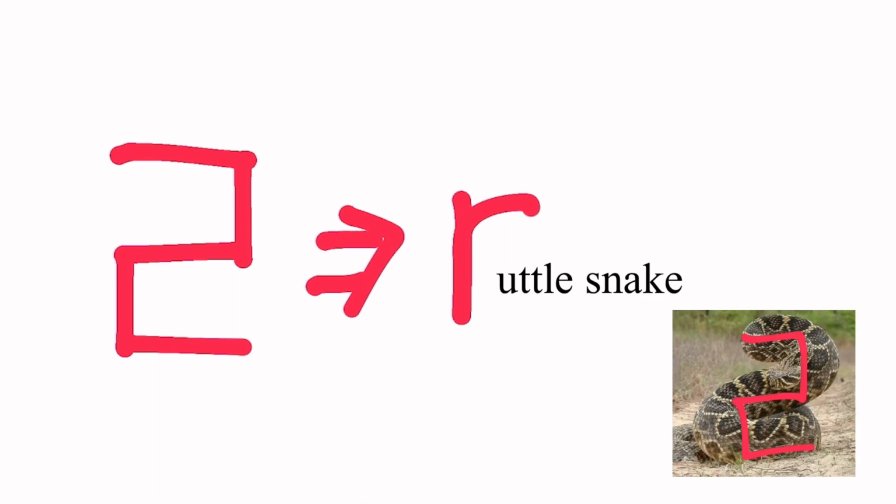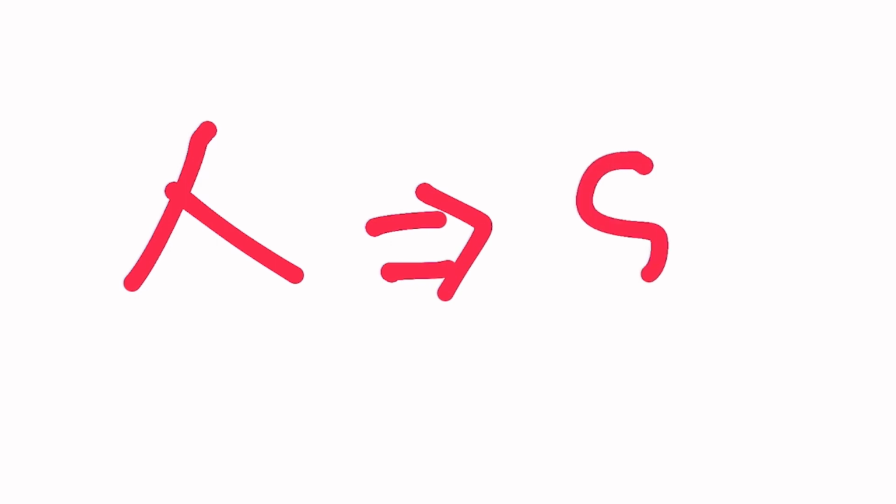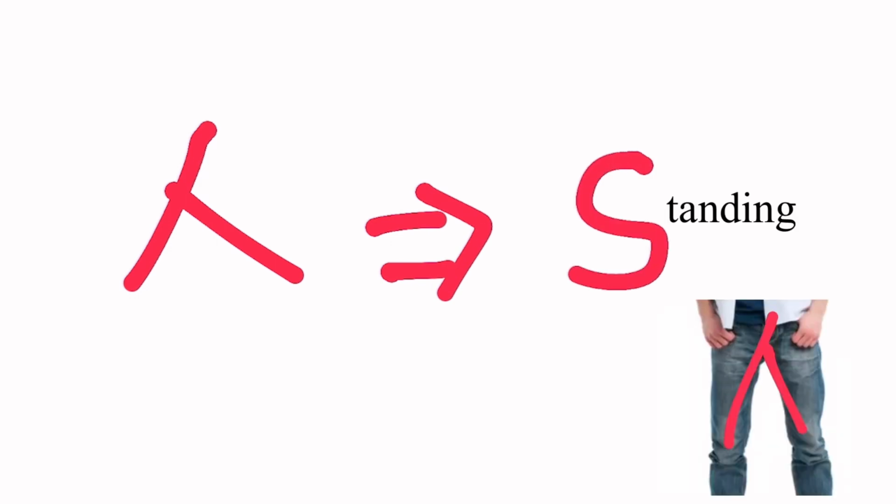Next one, we have R. This is how we write R or L in Korean. It looks like a rattlesnake, right? So whenever you see this hangul, you can see, oh, it looks like a rattlesnake, so it's R. Next one, we have S. This is how we write S in Korean. It looks like a standing person, right? So whenever you see this hangul, you can see it looks like a standing person, so it's S.